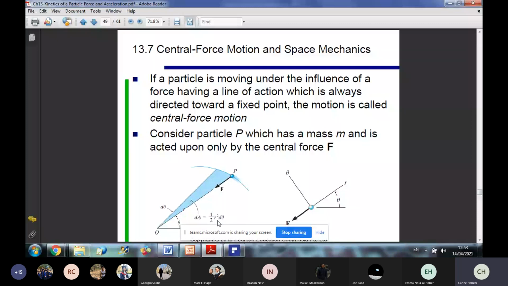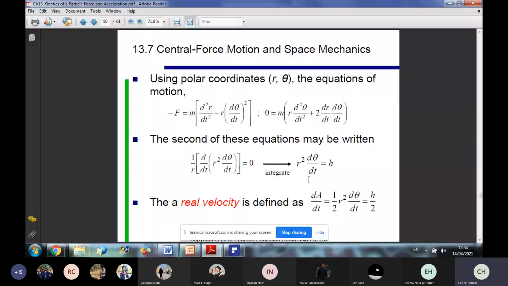Okay? And if you do dA over dt, and divide both sides by dt, you get dA by dt, which is the rate of change of area, equal to half r square d theta by dt. And we found that h is 2 times dA by dt, because r square d theta by dt is double dA over dt. So from here you can define the change in area dA over dt by h over 2. Okay?